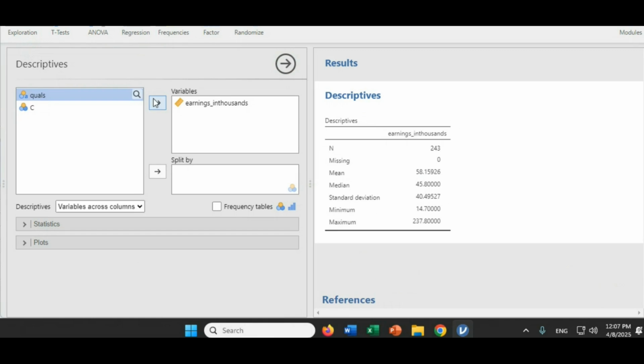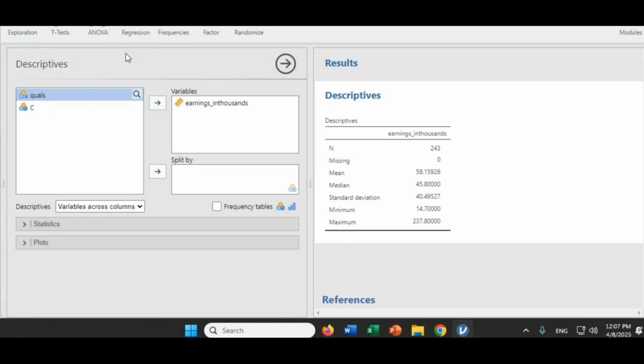The grand mean is 58.1K dollars a year, all right? That's the average grand mean salary for everybody in the data set. Okay, so that's easy enough.